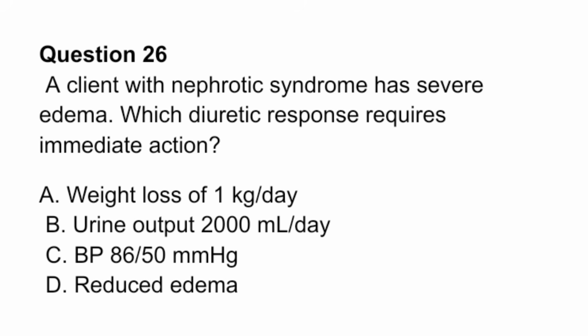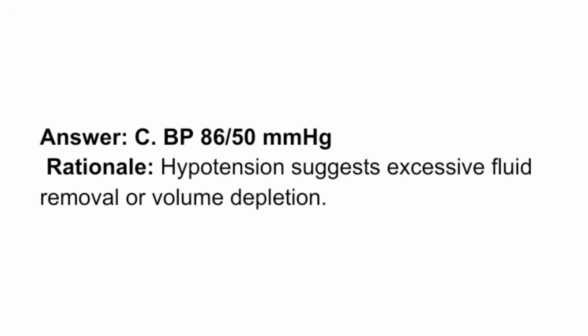Question 26. A client with nephrotic syndrome has severe edema. Which diuretic response requires immediate action? A. Weight loss of 1 kilogram per day. B. Urine output 2,000 milliliters per day. C. BP 86/50 millimeters of mercury. D. Reduced edema. Answer: C. BP 86/50 millimeters of mercury. Rationale: hypotension suggests excessive fluid removal or volume depletion.